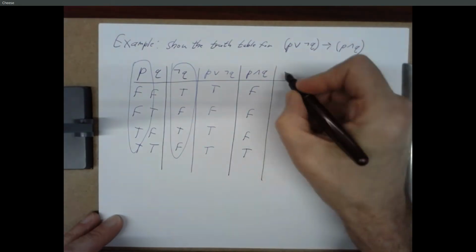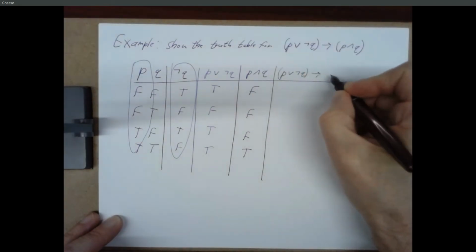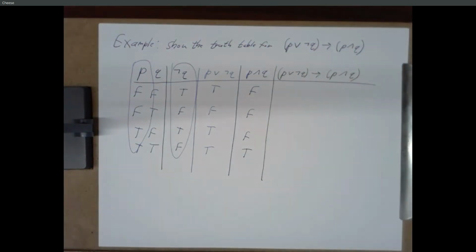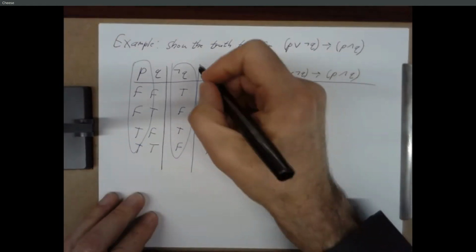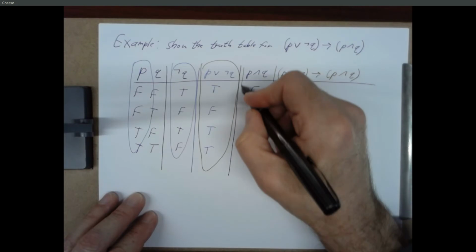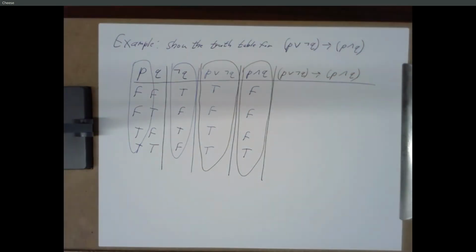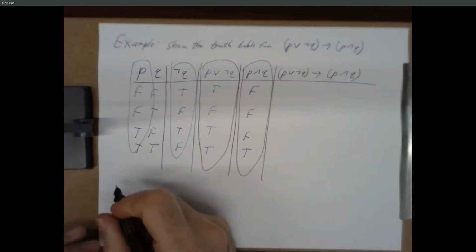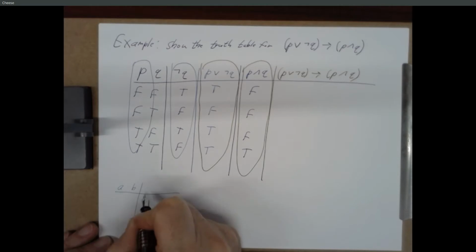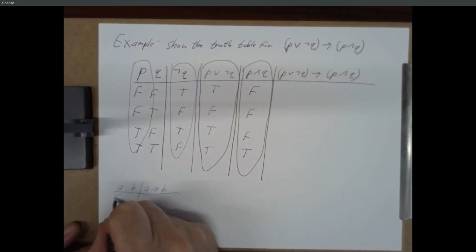And now I want a column for P or not Q implies P and Q. So I want to know when this column implies that column. And I might make a little cheat sheet down here to remind me what the truth table is for implication.